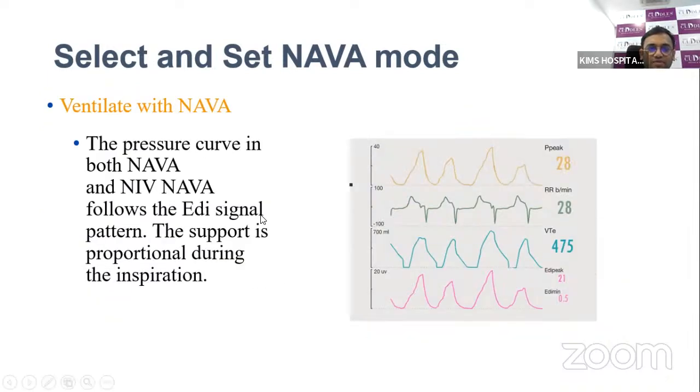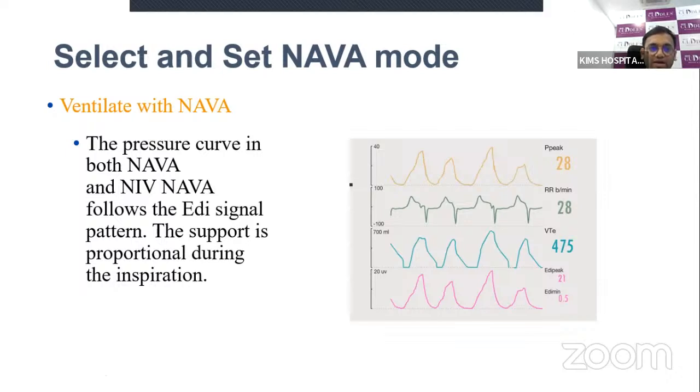So now we need to ventilate the baby. We need to set the EDA signal. We know the NAVA, we know the P max, and based upon these values, we can adjust the amount of ventilation that can be provided to the baby.